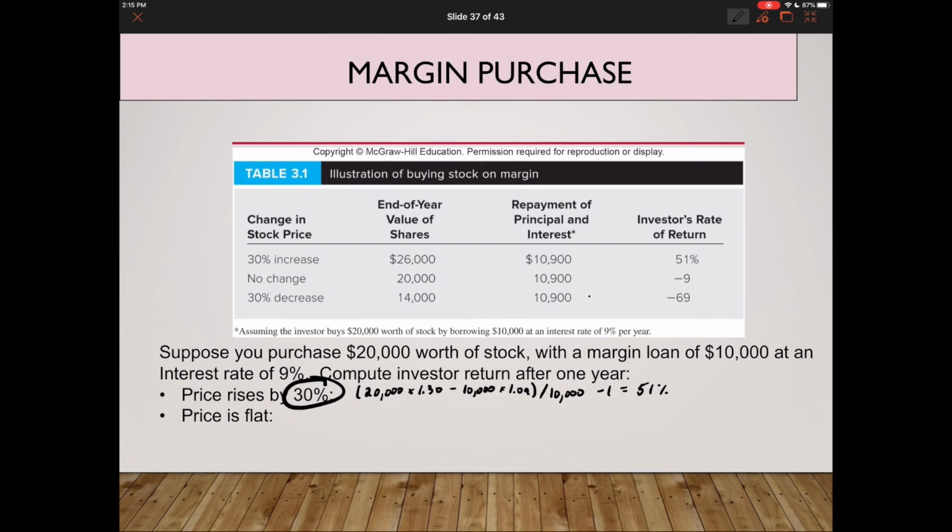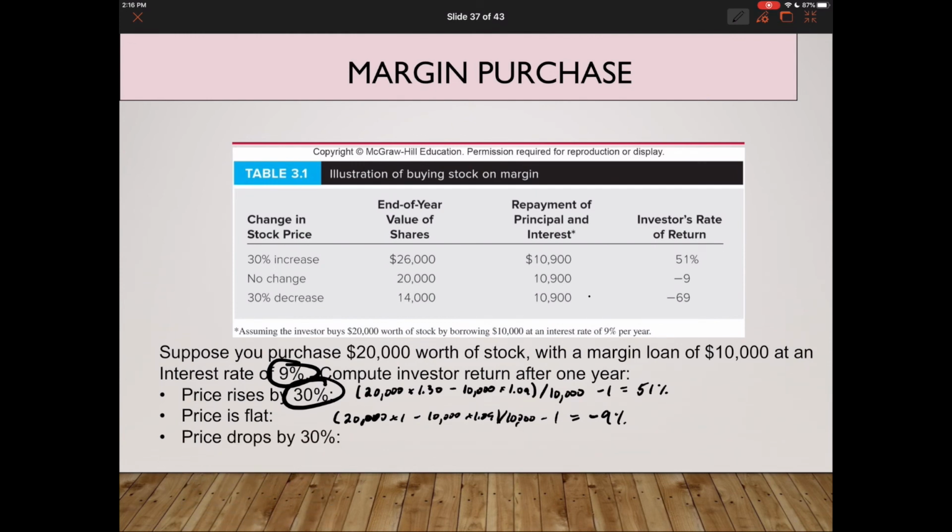We do the same calculation, except it's going to be 20,000 times 1, since it stays the same, minus 10,000 times 1.09, divided by the $10,000 initial investment. I subtract 1 from it all to get my final percentage, and I end up seeing that I get negative 9%. So the cost of the margin would be my loss, even though the underlying stock price stayed the same, with no increase or decrease. My cost is the use of the margin and the interest that I owe on that particular loan.